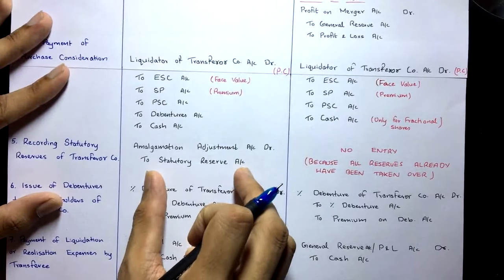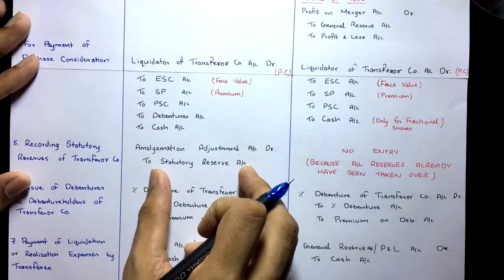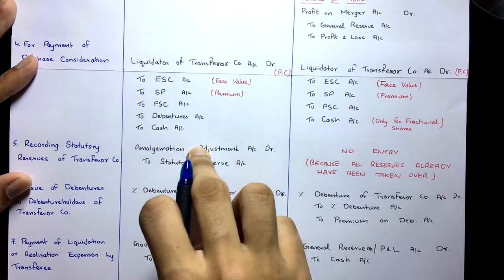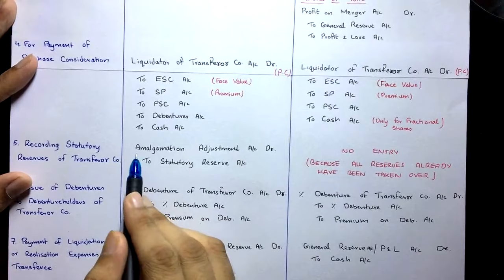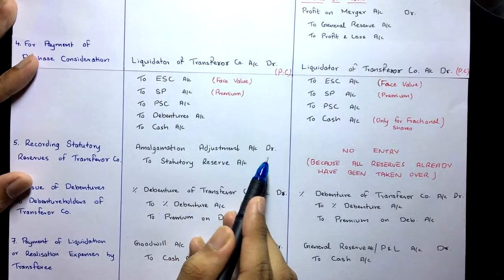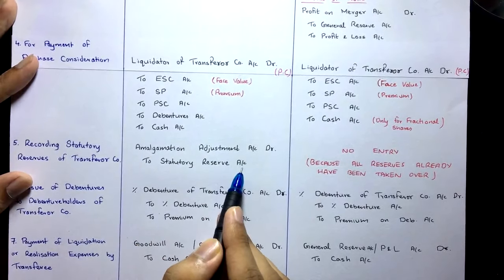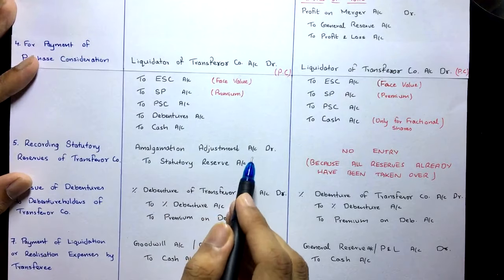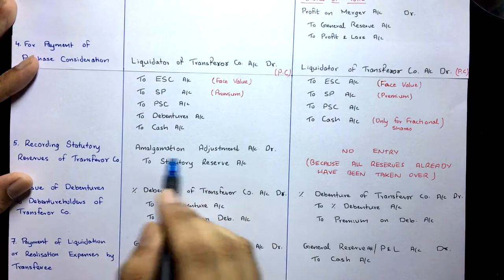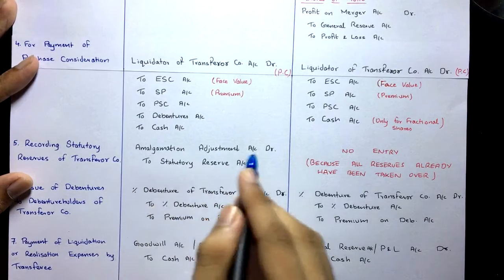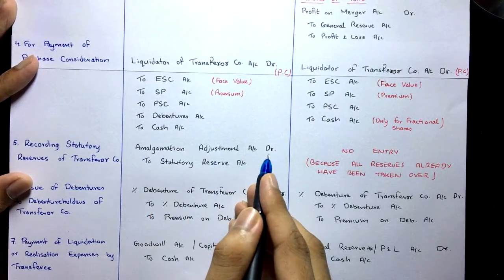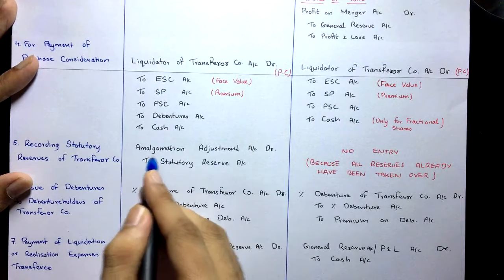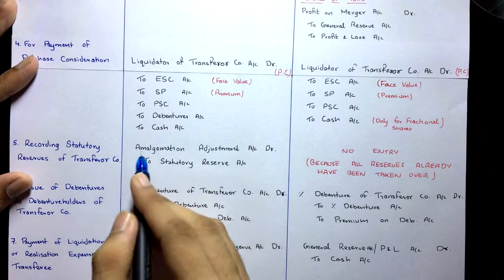You have to credit the reserve to create the reserve, but an entry cannot be a one-sided entry. There has to be some debit, right? So the debit would be amalgamation adjustment account debit to statutory reserves. Now don't go on finding the reason why we are debiting the amalgamation adjustment account. Is it an asset? Is it a liability? What is it? Nothing. There is no logic behind this debit. It's just a dummy name. That's all, amalgamation adjustment account. There is no logic behind this term.